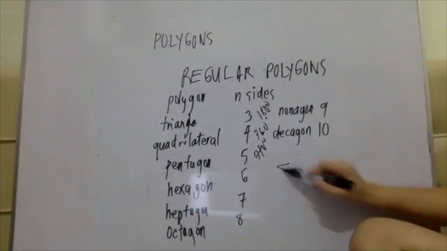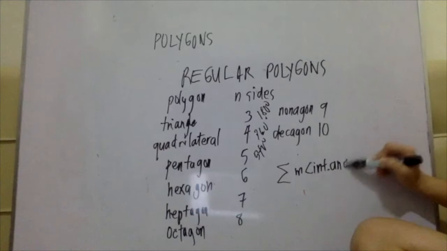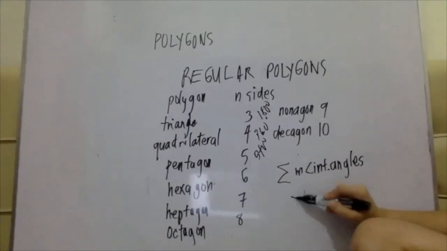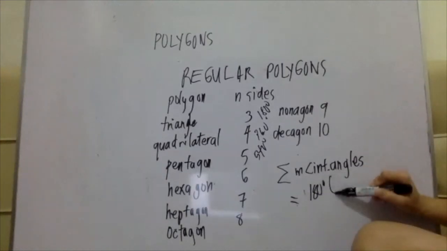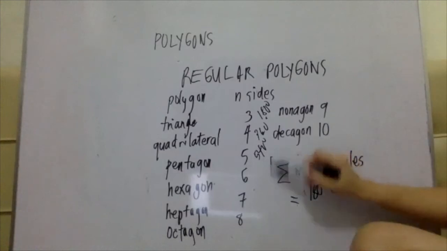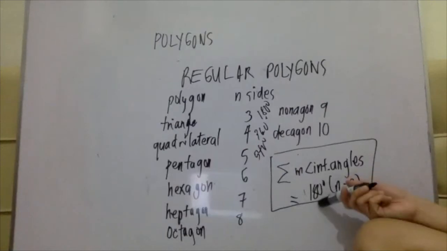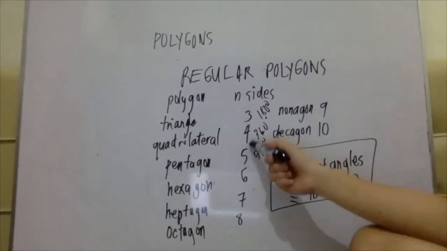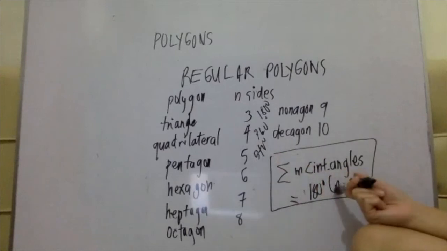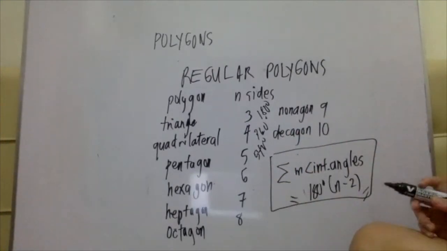To get the sum of the measure of the interior angles, it's equal to 180 degrees times n minus 2. Kaya if you have a triangle, 3 minus 2, that's equal to 1. 1 times 180, that's equal to 180. Pag 4-sided yung polygon mo, 4 minus 2, that's equal to 2 times 180, that's equal to 360, and so on. So ito, para makuha mo yung sum ng interior angles mo.